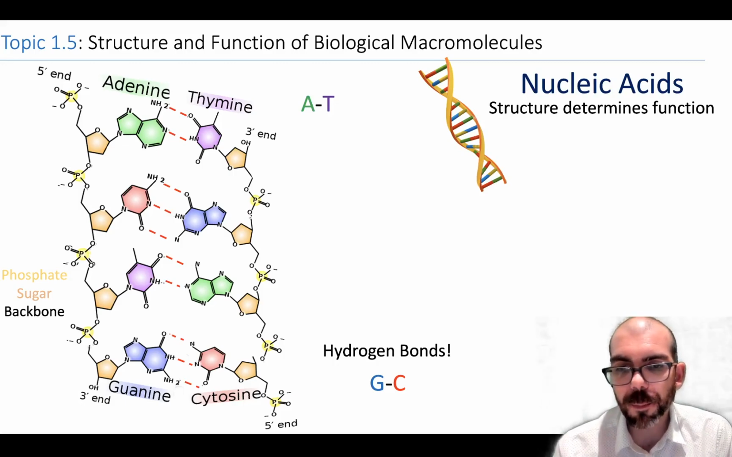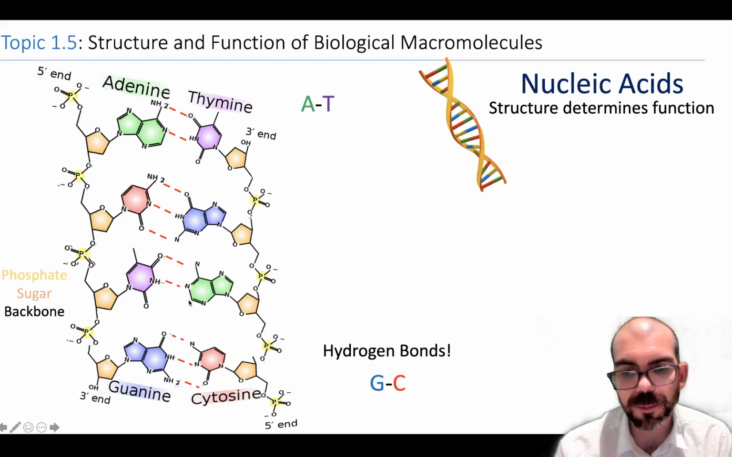Also notice that purines, the 2 rings, only bond with pyrimidines. Why? Because this makes sure that the distance with these bases is always 3 rings. 3 rings, 3 rings, 3 rings, 3 rings.